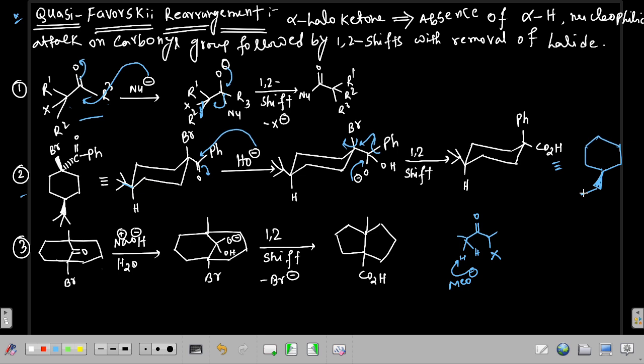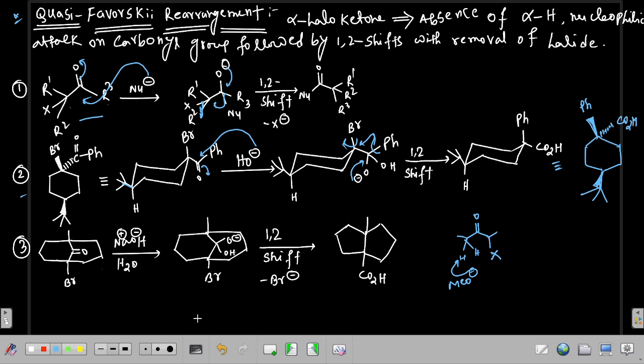The tert-butyl group will be present the same as it was. You see this phenyl group is present above the plane, so this phenyl group will be above the plane, and CO2H will be present below the plane.